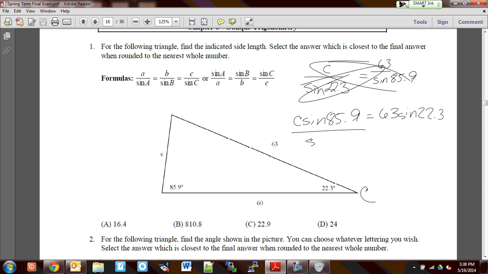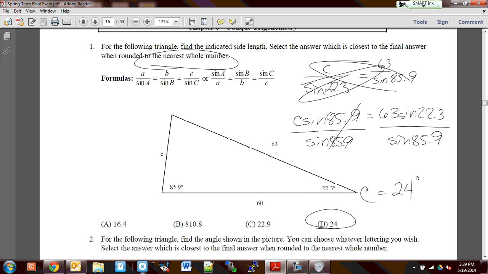Now we're going to divide both sides by the sine of 85.9. Now this is a straight type-it-into-your-calculator problem. 63 times the sine of 22.3 divided by the sine of 85.9. And this comes out to 24. Now if you notice, it says rounded to the nearest whole number. This is your only answer, rounded to the nearest whole number.